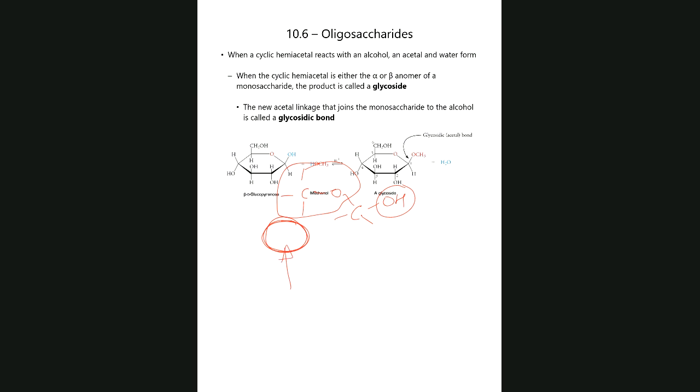This carbon, which is what we call the anomeric carbon, is the one that is simultaneously bonded to an alcohol and then also simultaneously bonded to another oxygen that itself is bonded to another carbon. That's what makes a hemiacetal.